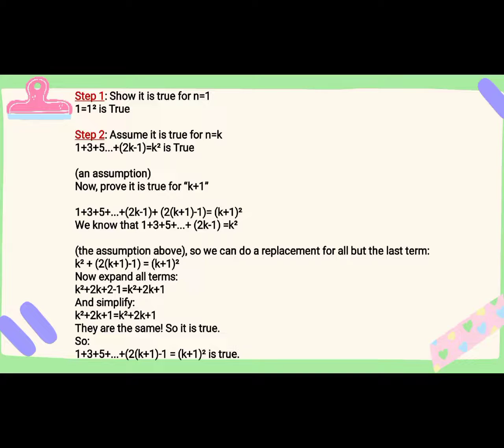We have k squared plus 2k plus 2 minus 1 is equal to k squared plus 2k plus 1. So let's simplify. K squared plus 2k plus 1 is equal to k squared plus 2k plus 1. So as you can see, they are the same. So it is true. So 1 plus 3 plus 5 plus 2 times the quantity of k plus 1 minus 1 is equal to k plus 1 squared is true.